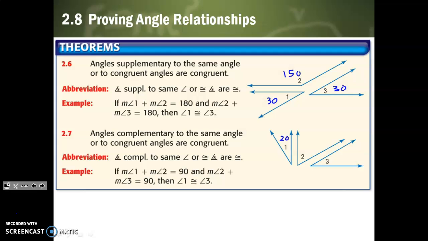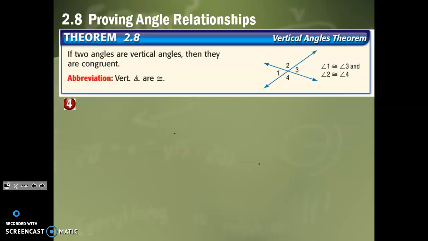If angle 1 is complementary to angle 2, if angle 1 is 20, angle 2 has to be 70. If 2 and 3 are complementary to each other, then angle 3 has to be 20. What do we know about angle 1 and angle 3 again? Their measurements are equal, therefore we know the angles are congruent to each other. That's all that's saying, and I think you guys could understand that, but just so we see it down the road, you know what you're doing.